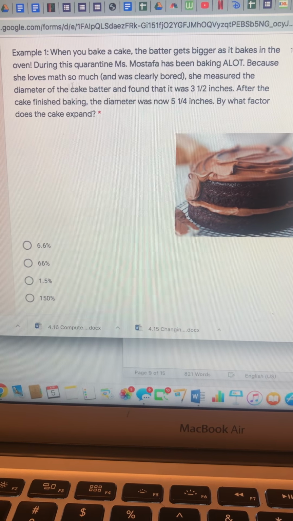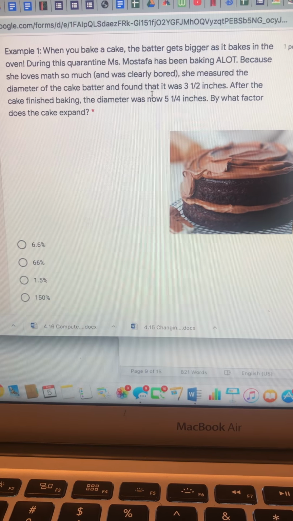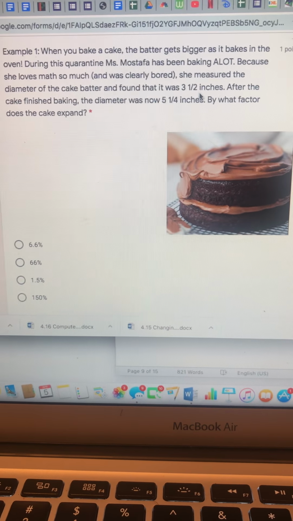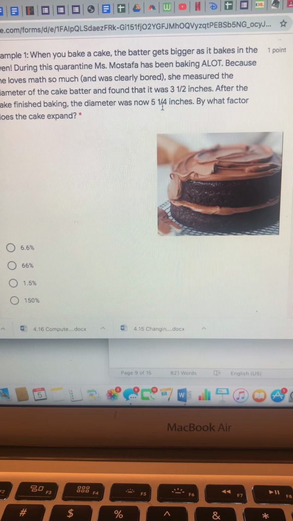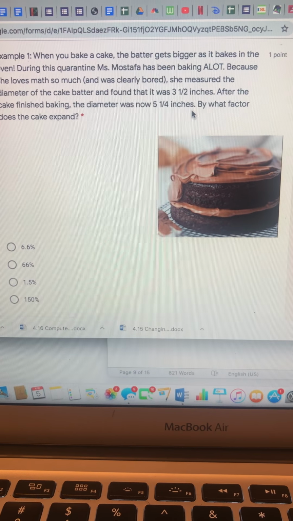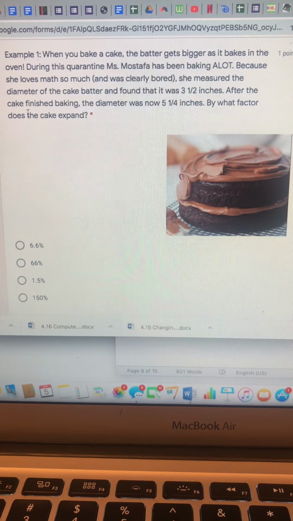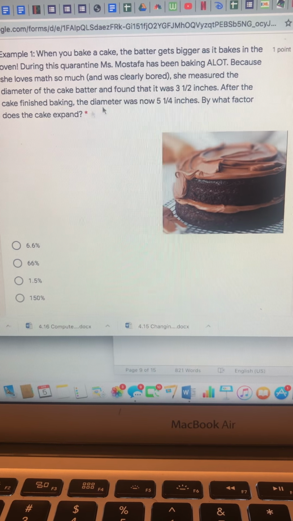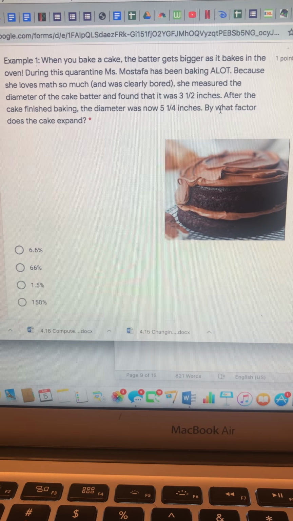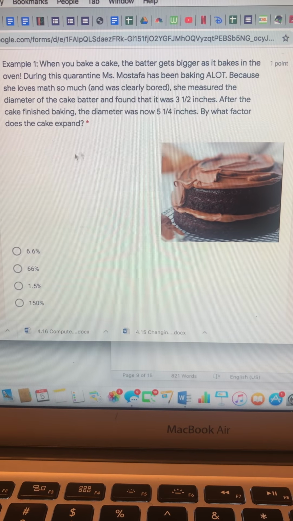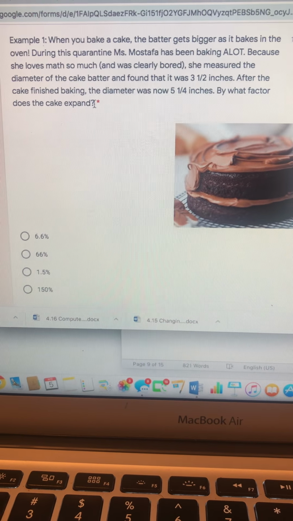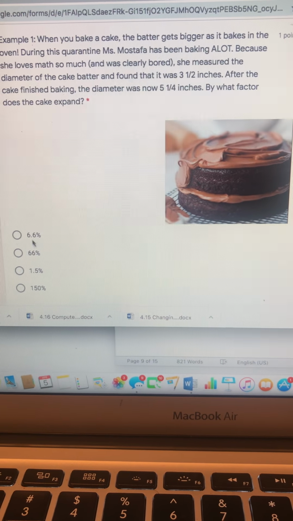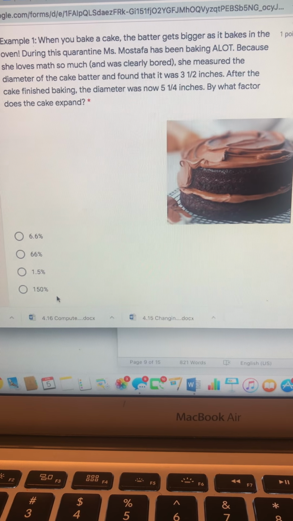I measured the diameter of the cake batter and found that it was 3.5 inches. After the cake finished baking, the diameter was now 5 1/4 inches. By what factor does the cake expand? Which means, what's the scale factor and how much is this cake getting bigger? That's basically what this question is asking you. And on the bottom here, you have a percentage of how much it's getting bigger by.